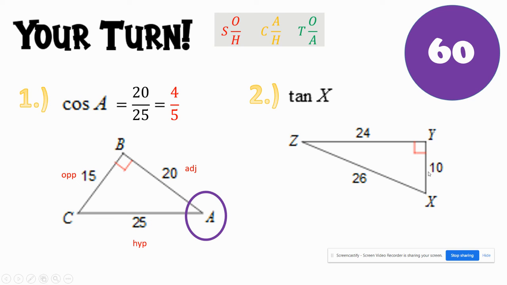On number 2, tangent of angle x. Again, I like to draw attention to the acute angle that I'm working off of. That makes a huge difference in how you set up your ratios. I label the hypotenuse, the adjacent side, and the opposite side. I think about the tangent ratio, and it is the opposite over the adjacent side length. And again, always make sure your ratios are simplified. So if you got 12/5, awesome job on that.